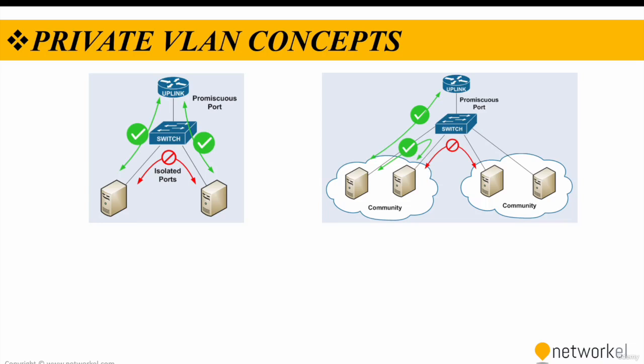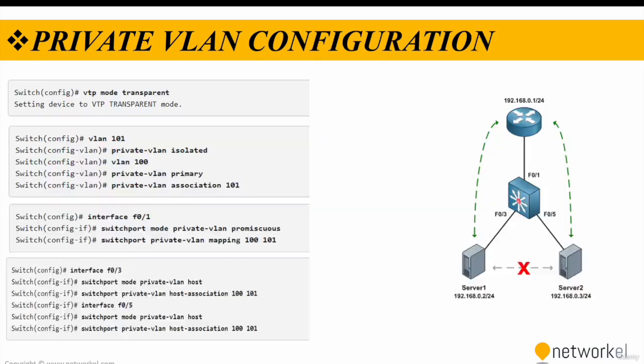So in summary, guys, private VLAN ports are categorized as promiscuous, which communicates with all ports; isolated, which communicates only with the promiscuous port; and community, which communicates with other community ports and the promiscuous port. These types enable flexible traffic control and security within a single VLAN.